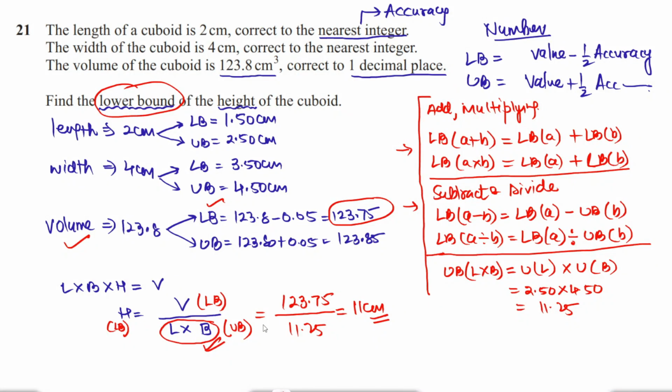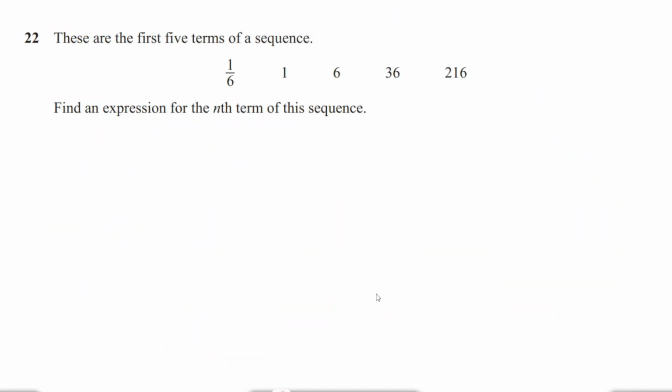Let us see the next problem. There are 5 terms in a sequence, 1, 2, 3, 4, 5. Find the expression for the nth term.